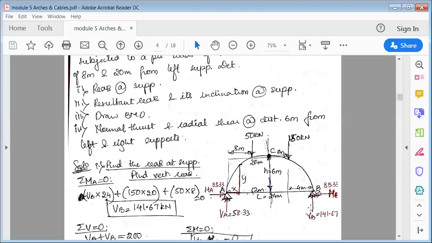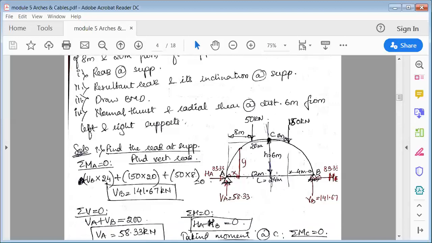Then as usual, we'll use the equations of equilibrium. Okay, first, the order could be anything: summation H, summation V, and moment about A. Okay, so I'll use the moment about A first. So sum of moment of forces about point A. So you can see here VB. Now VB, again moment at A, clockwise positive, anti-clockwise negative. All the clockwise moments are positive, anti-clockwise moments are negative. So VB. Now VB is going in anti-clockwise direction.